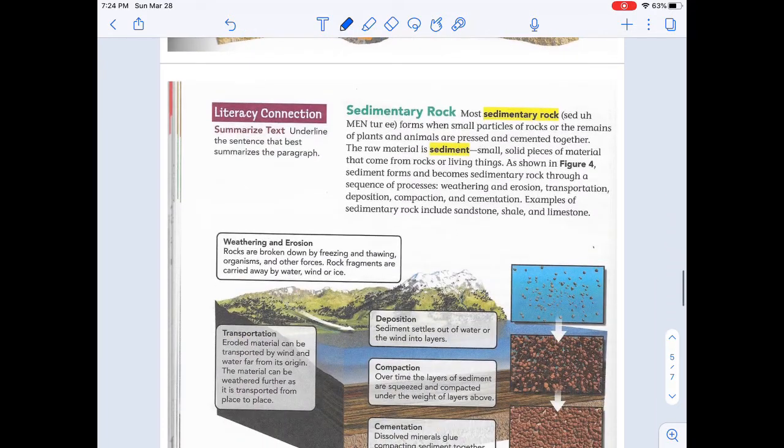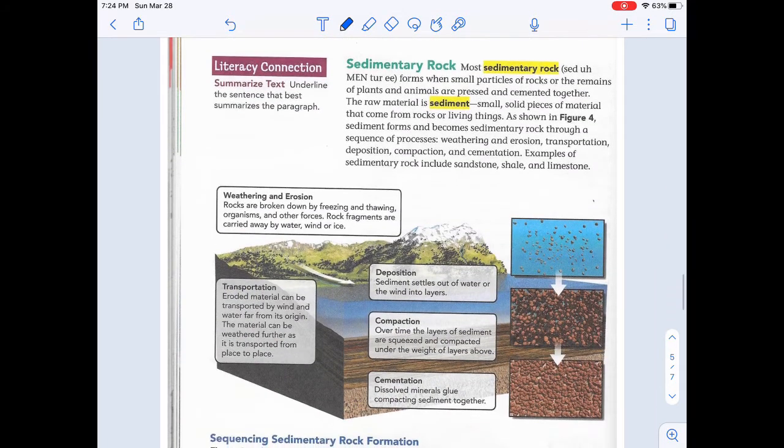On the next page, you're reading about a whole completely different type of rock, and these are called sedimentary rocks. Sedimentary rocks are basically rocks that form from bits and pieces of other rocks that are cemented and stuck together through a process.